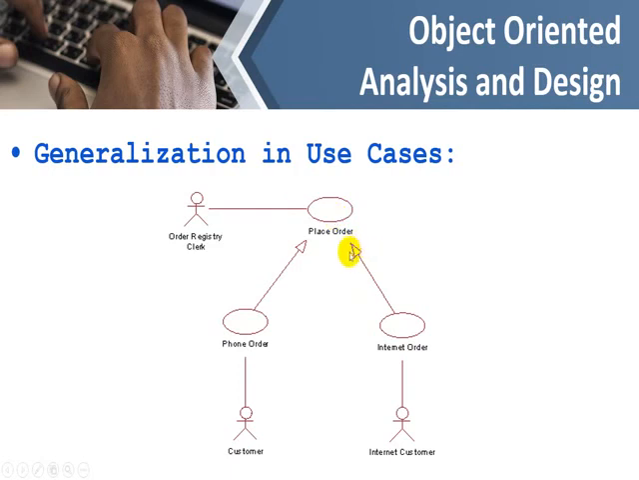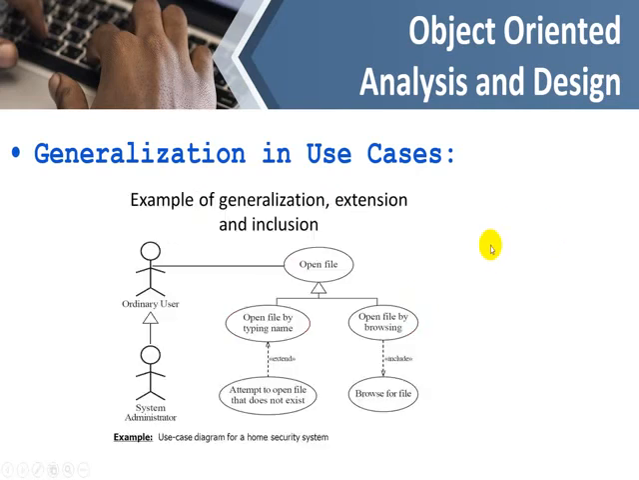So you can see this arrow, and this arrow describes that this is the super use case or the parent use case. These are the sub use cases or the child use cases, and these are connected to the super. So all the common properties of place order will be inherited by phone order and the internet order, and they will have their own behavior and characteristics as per their requirements. So this is another diagram for the generalization.